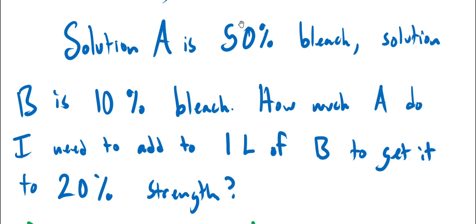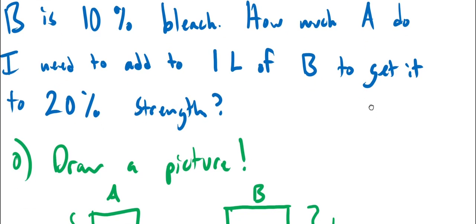A is very concentrated. If we only add a little bit, it's still going to be only about 10% bleach. But if we add a lot of it, it's going to be nearly 50% bleach. So somewhere in there is going to be a point at which it passes 20% bleach. How do we find that point if we were trying to get this to be exactly 20% bleach?